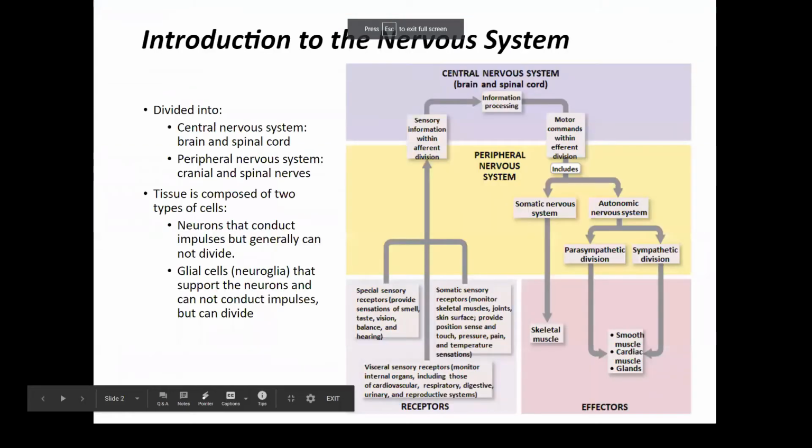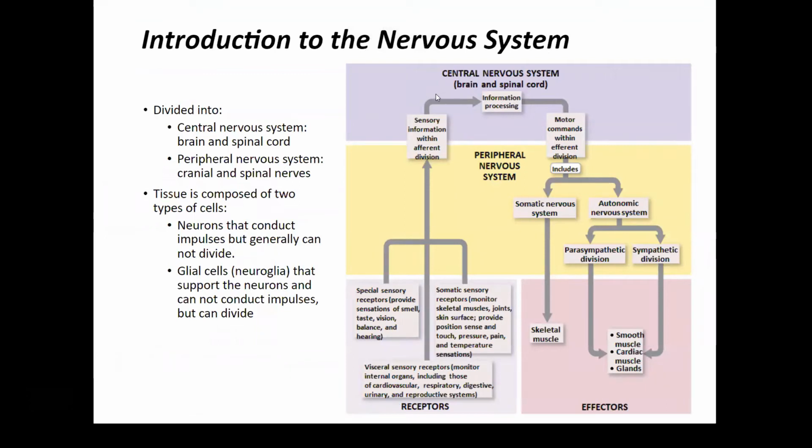Okay, so you're going to see this chart again. We saw it once before the exam, but when we're breaking down the nervous system, we want to be really clear that we remember that we have a central nervous system, we have a peripheral nervous system. So we have sensory information coming into the central nervous system, and then motor, efferent nerves going out of the central nervous system.